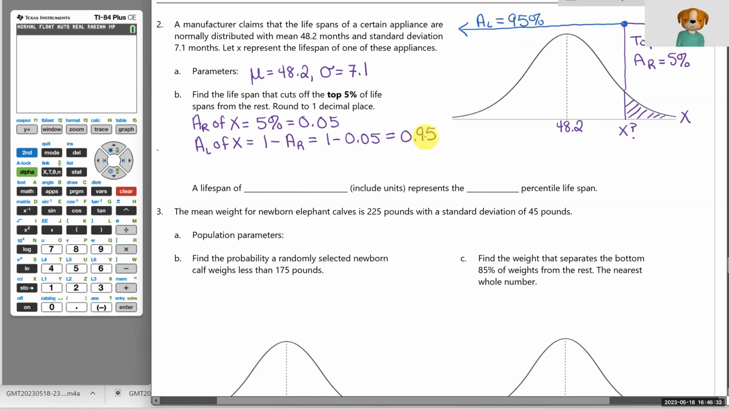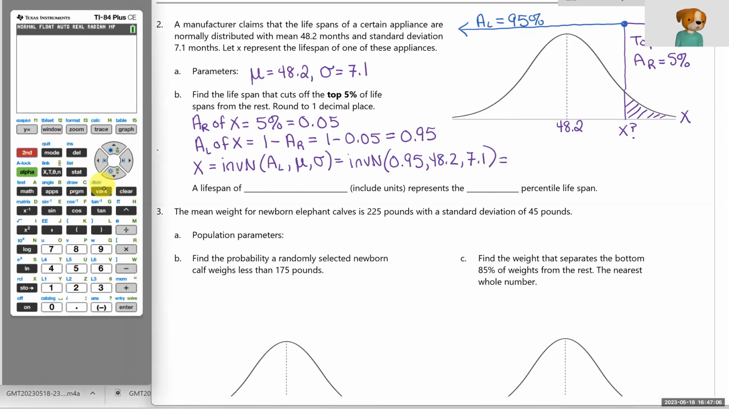All right, so now we can find X. So we can inverse norm, always inverse norm the area left of what you're looking for, and then we'll need to put in our mu and our sigma. So we'll inverse norm 0.95 for the area left. And the mu is 48.2, and then our sigma of 7.1.